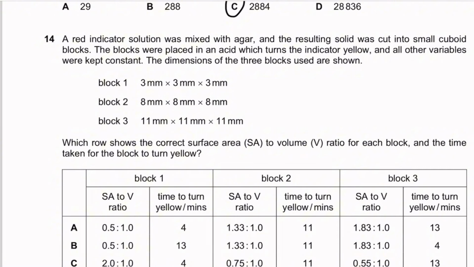It turns the indicator yellow, and all other variables were kept constant. The dimensions of the 3 blocks used are shown. So you have 3 by 3 by 3, 8 by 8 by 8, and then 11 by 11 by 11. So obviously the smallest block is going to have the biggest surface area to volume ratio.